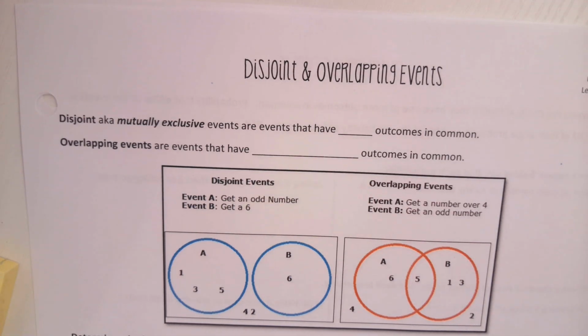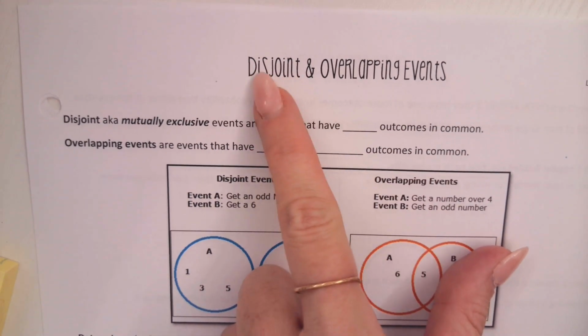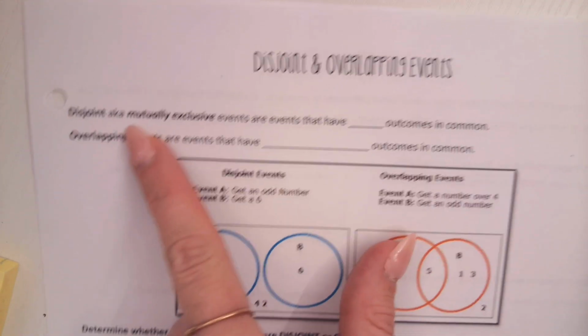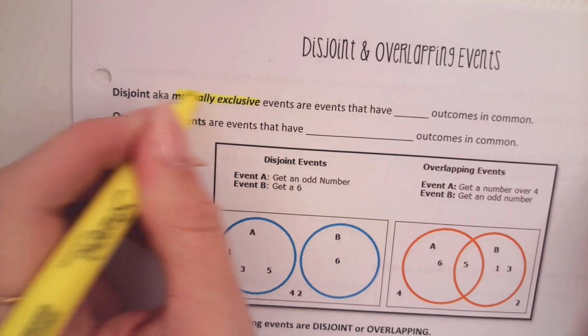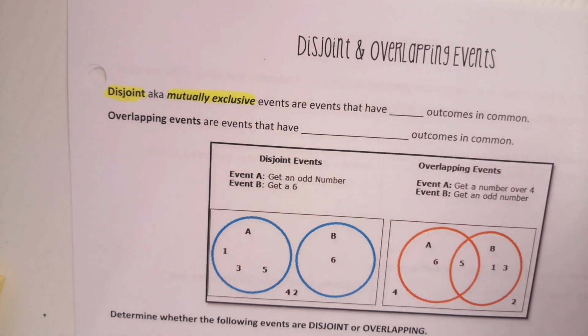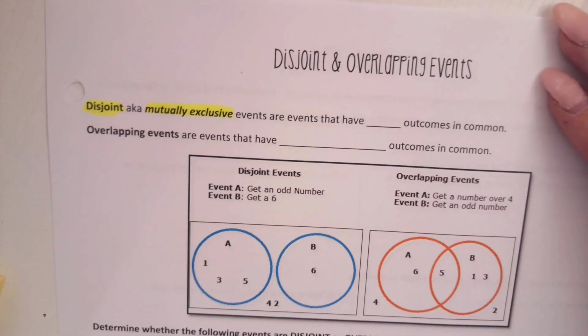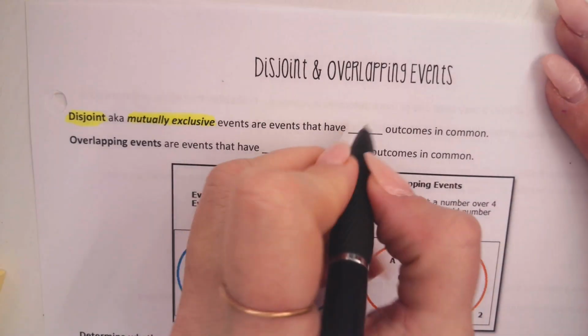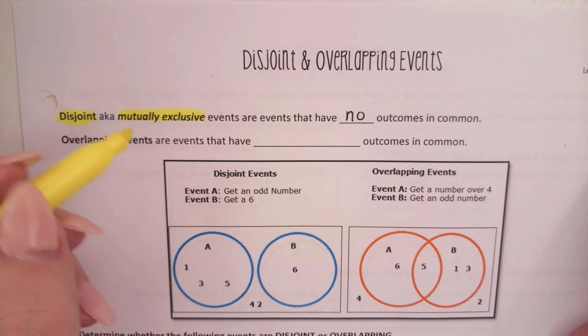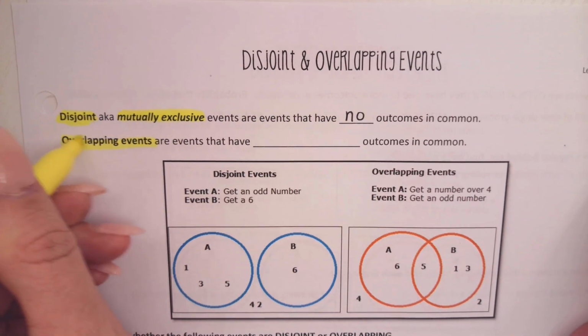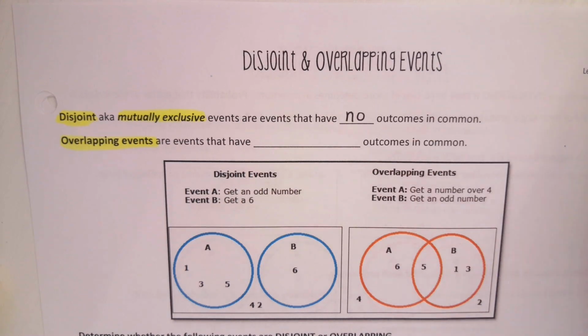Today's probability, we're dealing with probability of two events, so not just one event. These events can be one of two things. They can be what's called disjoint events. Disjoint, sometimes we also refer to as mutually exclusive. Disjoint, or aka mutually exclusive, events are events that have no outcomes in common. Whereas the opposite of that, overlapping events, can have one or more outcomes in common.